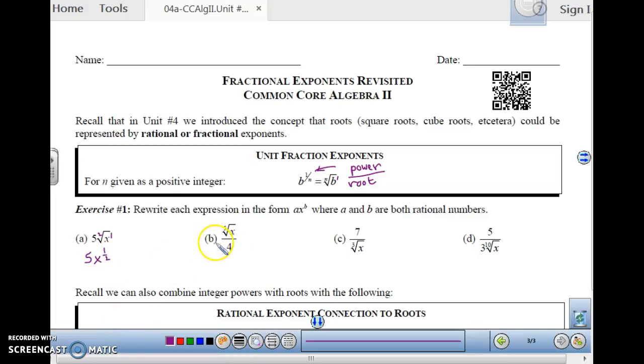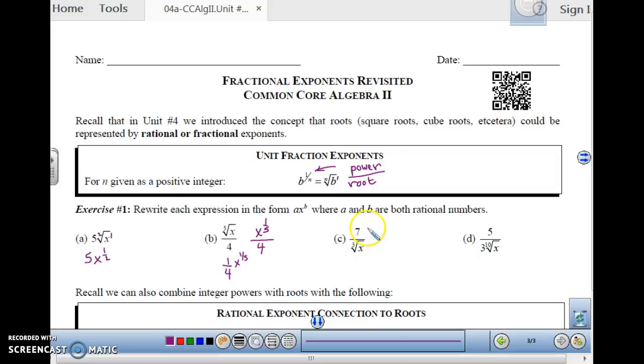All right, so for letter b, the 5th root of x over 4. Power over root, it would be x to the 1/5 over 4. Now we want this written as ax to the b, where a and b are both rational numbers. So what number is actually in front of the x here? It's actually 1/4. So this can be written as 1/4 to make the rational number, x to the 1/5. So ax to the b.